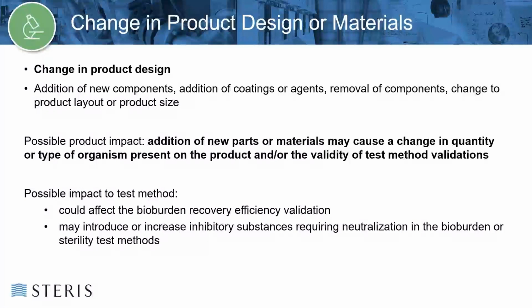The possible product impact is the addition of new parts or materials may cause a change in the quantity or types of microorganisms present on the product and/or the validity of the test method validations. Possible impact to the test method is that it could affect bioburden recovery efficiency. It also could introduce or increase inhibitory substances requiring neutralization in the bioburden or sterility test methods. Inhibition may come from the presence of substances on or in the product, planned antimicrobial properties, or from substances that unintentionally cause inhibition.